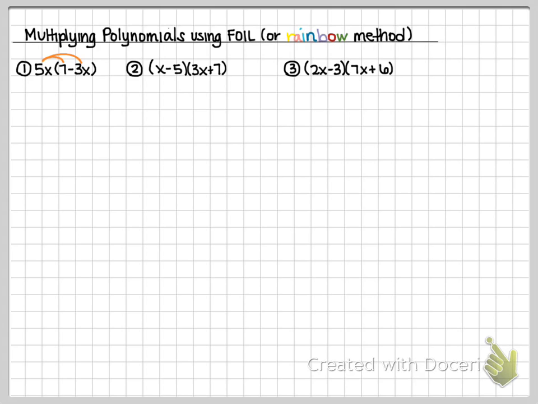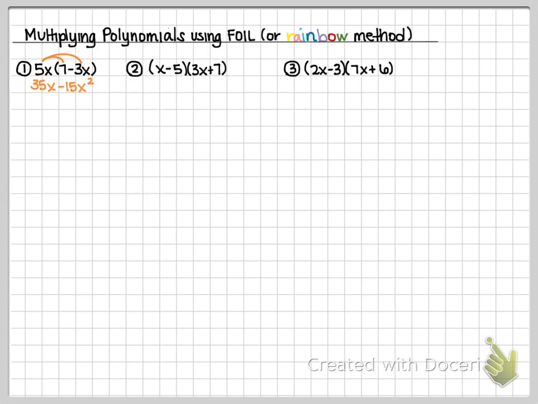So if I do a 5x times a 7, that's going to give me a 35x, and then a 5x times a negative 3x is going to be negative 15, and then x times x is x squared. If it was possible to combine like terms, I would, but actually it's not. There's nothing to put together there. Moving on to example number 2.